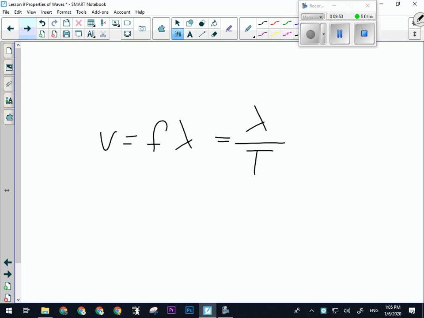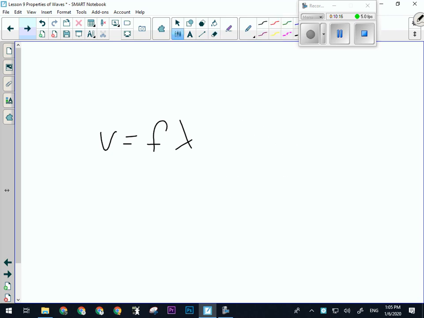All right, is that going to be a very hard formula to manipulate? On your formula sheet, it's only written this way. Okay, V equals F times lambda. But obviously, since F is 1 over T, it could also be written as lambda over T, which would be the same as lambda times 1 over T.